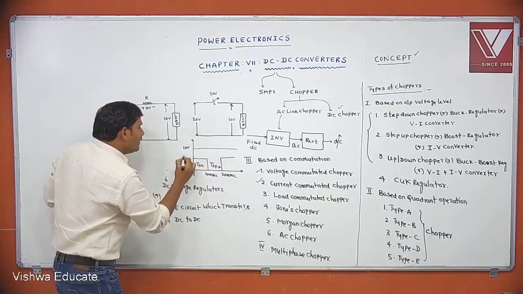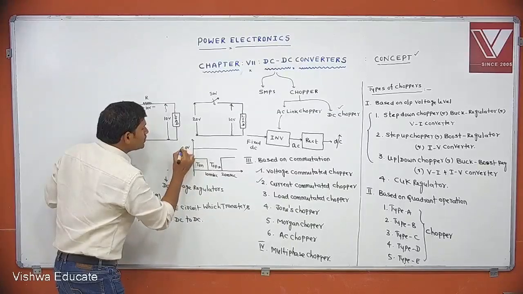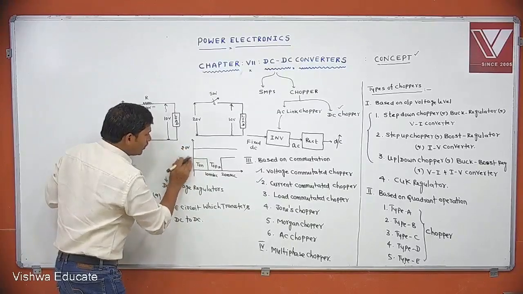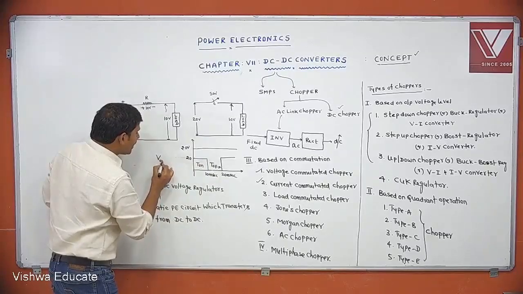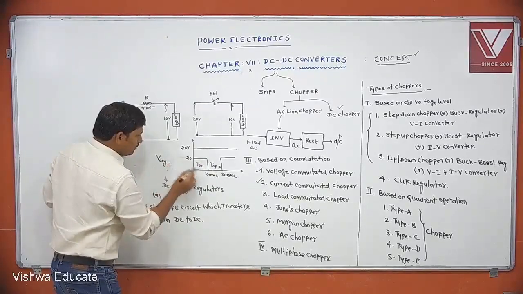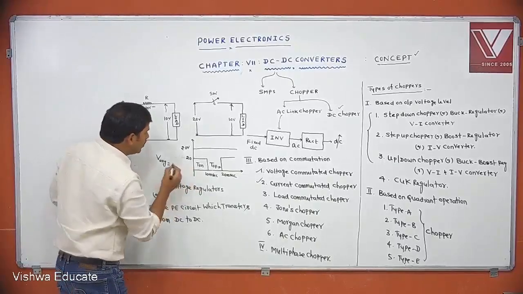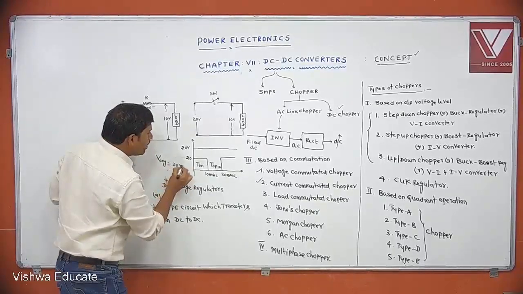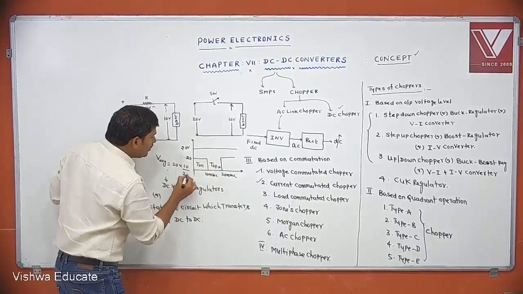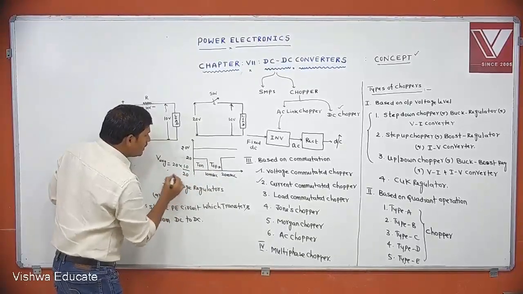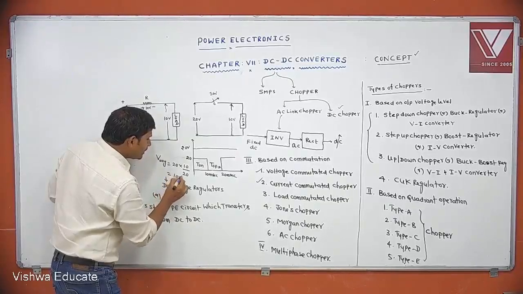Then what is the input voltage we connected? Total is 20 volts. Now what is the average voltage applied across the load, you tell me. For this type of waveform, how to calculate the average value? So many times I told: amplitude into on time divided by total time period. That is 20 by... sorry, 20 into 10 by 20 milliseconds. Then how much do you get? 10 volts we can get.